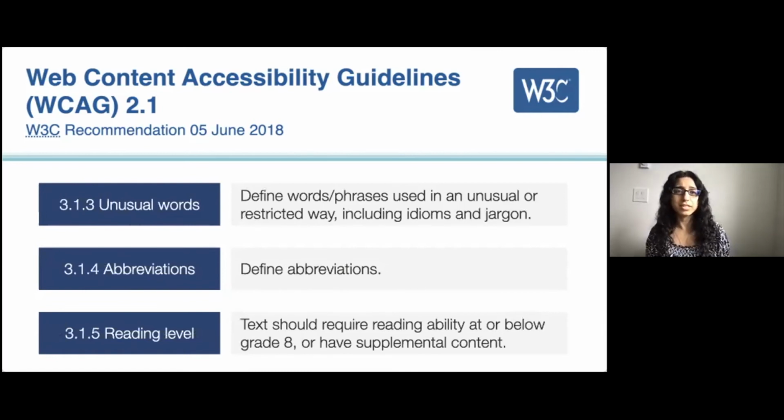And we also have these additional three. These ones are a little bit more about using plain language. So unusual words and phrases and abbreviations should all be defined, and the text should be at about a grade 8 reading level.